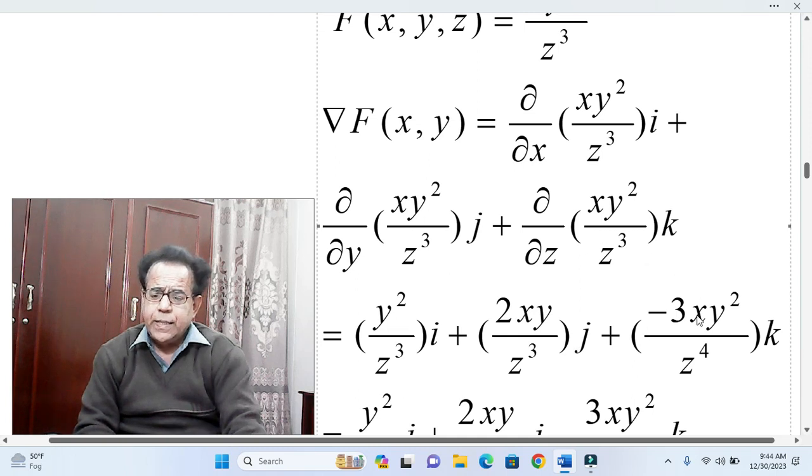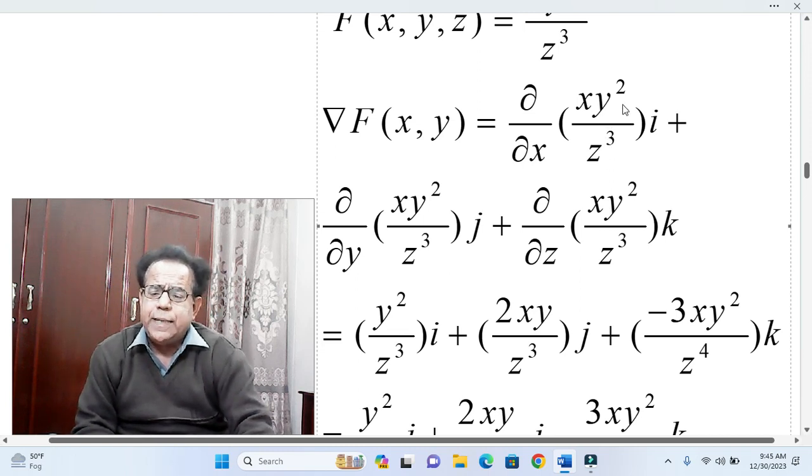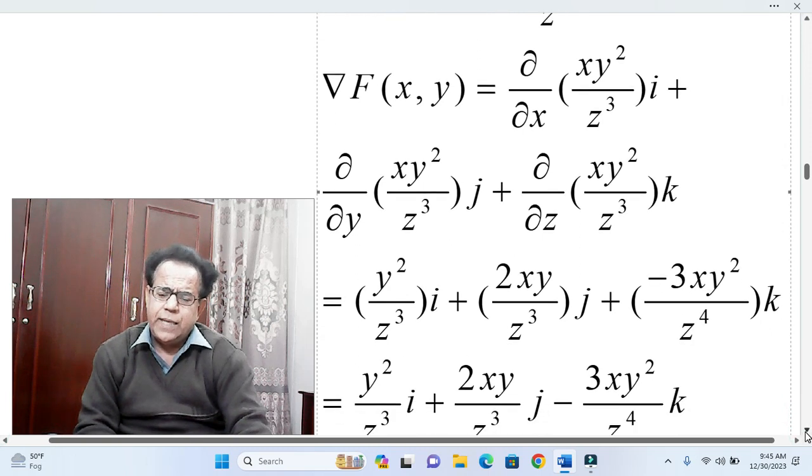Then with respect to z, this z will be treated as being in the denominator, with z raised to the power minus 3. So minus 3 will come down, and the power becomes 1 more less, that is minus 4. So z raised to the power minus 4 means z raised to the power plus 4 in the denominator. Okay, I think it is solved.